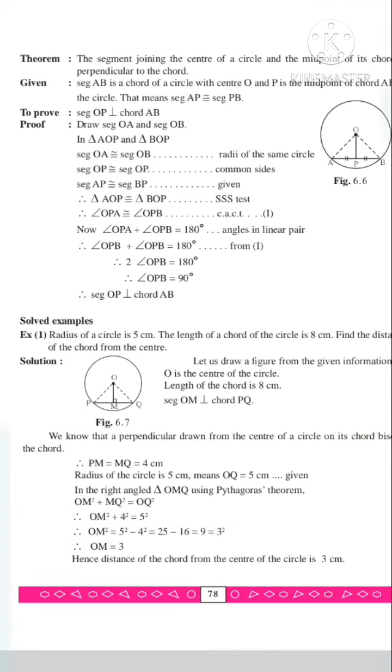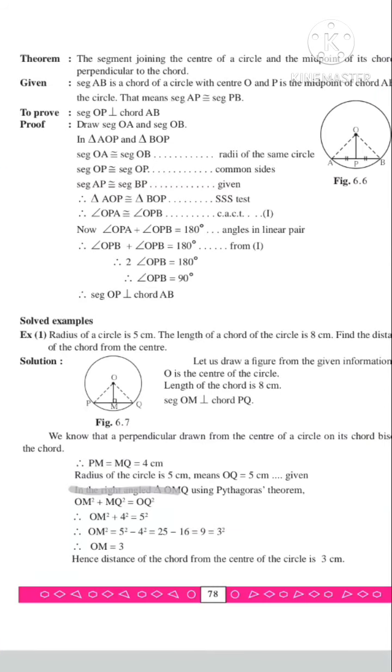See here, the chord is PQ. You can take any name. Here in the question no name is given, so let us draw the figure from the given information. O is the center and the length of the chord is 8 cm. OM is perpendicular to PQ, because we know that the perpendicular drawn from the center of the circle on the chord bisects the chord. That means OM is bisecting PQ. So therefore PM is equal to MQ is equal to 4. Half of 8 is 4.